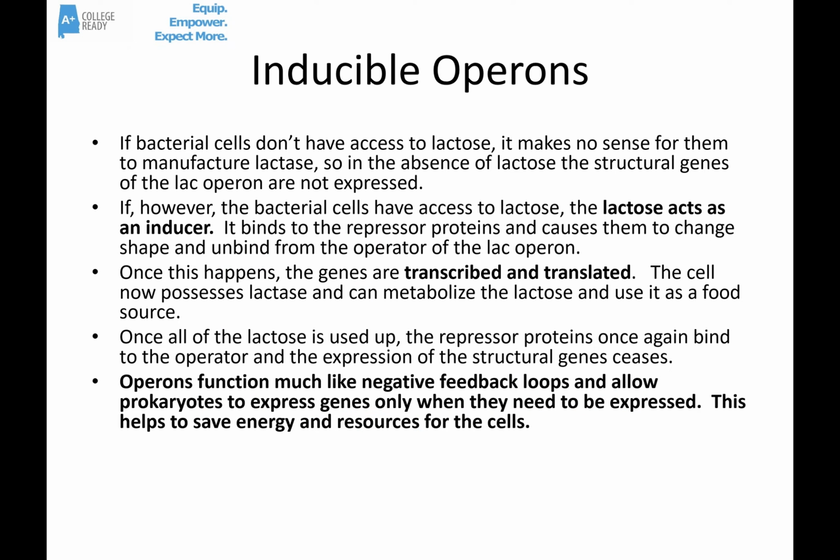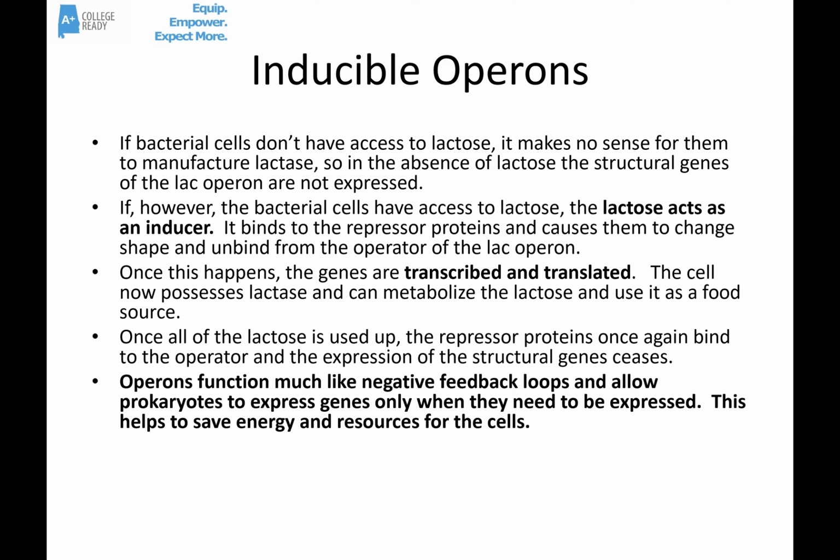So again, let's go back and refresh our memories from what we just said. If bacterial cells don't have access to lactose, it doesn't make any sense for them to make lactase. So when there's no lactose present in the environment of the bacteria, the structural genes of the lac operon are not expressed. If, however, the bacterial cells get access to lactose, the lactose itself acts as the inducer. It binds to the repressor proteins, changes their shape, causing them to let go. This allows the structural genes to be transcribed and translated.